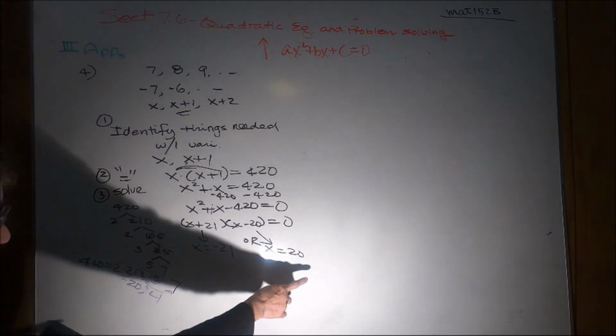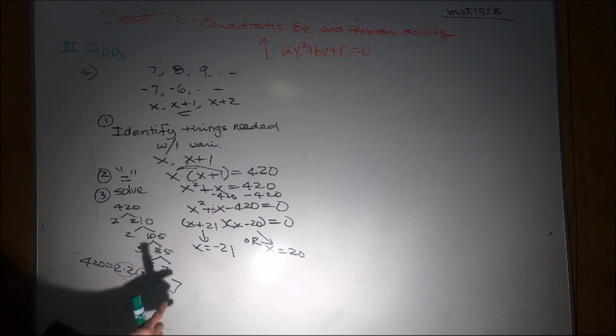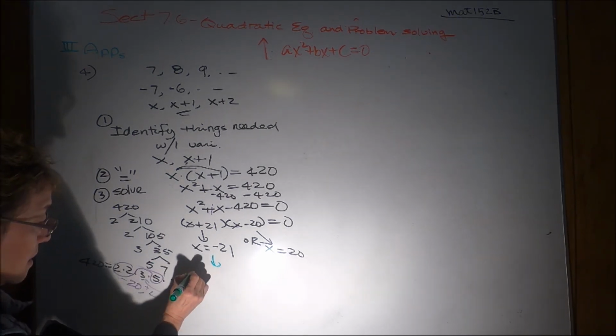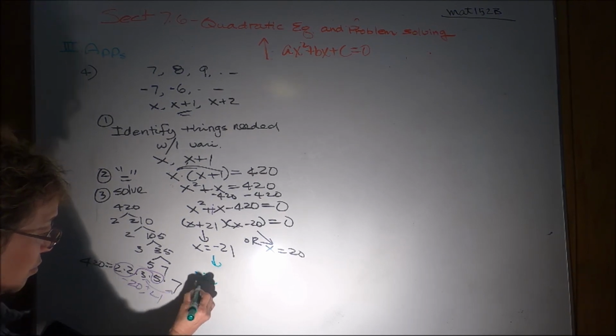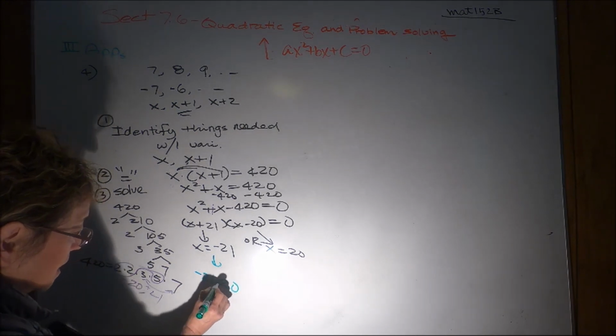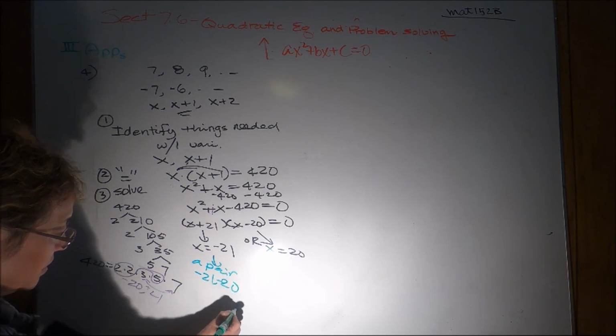Is that answer 20 and negative 21? Not really. Look at the question. They are two consecutive numbers. So for this one, the consecutive first one is negative 21. The next one will be what? Negative 20, right? That's a pair of consecutive numbers.